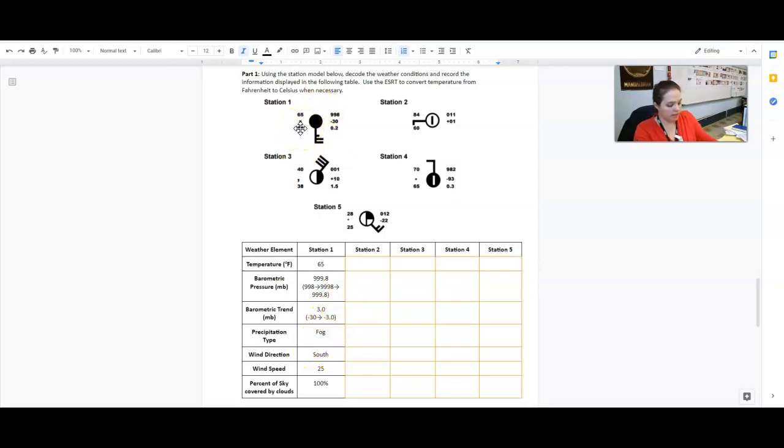Precipitation, you've got the equal signs. If you look on this, it'll tell you the equal sign equals fog. So I'm going to write fog. Now it wants wind direction. So I'm looking at the stick. It is pointing straight down, or south. So I'm going to put south. What's my wind speed? Notice the feathers. These two are the same length. So that's 10 and 10 and 5. That's 25 knots. I know it doesn't say knots here, so you don't have to write it down units wise. And then percent coverage of the sky. It's totally covered. So I'm going to put 100%.